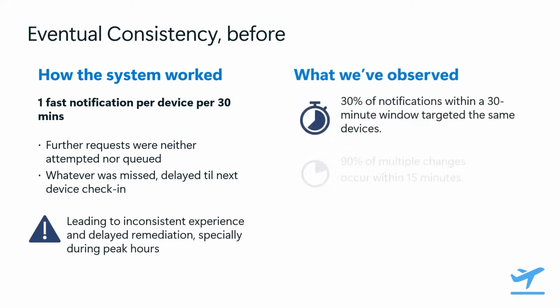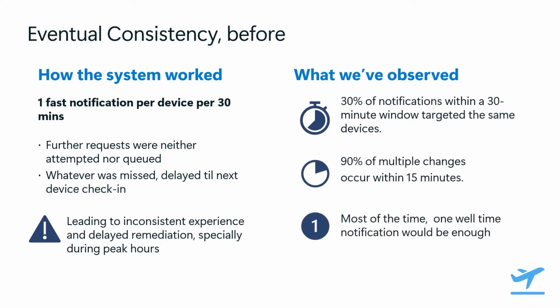Now, what we've observed is that up to 30% of notifications in a 30-minute period would target the same group of devices. In fact, 90% of multiple changes would occur within a 15-minute window. And crucially, most of the time, one well-timed notification would be enough to remediate all pending payloads. But the system did not have the smarts to handle this multiple changes scenario, leading to an inconsistent behavior and delayed remediation for back-to-back changes.